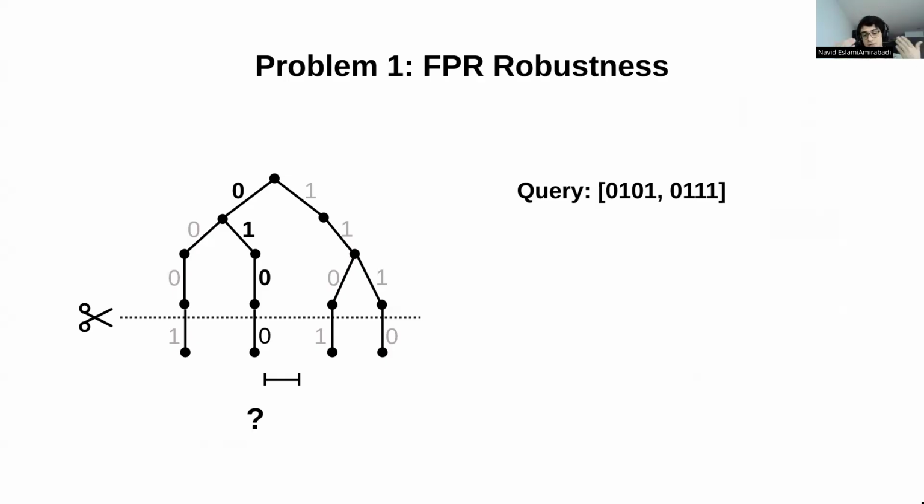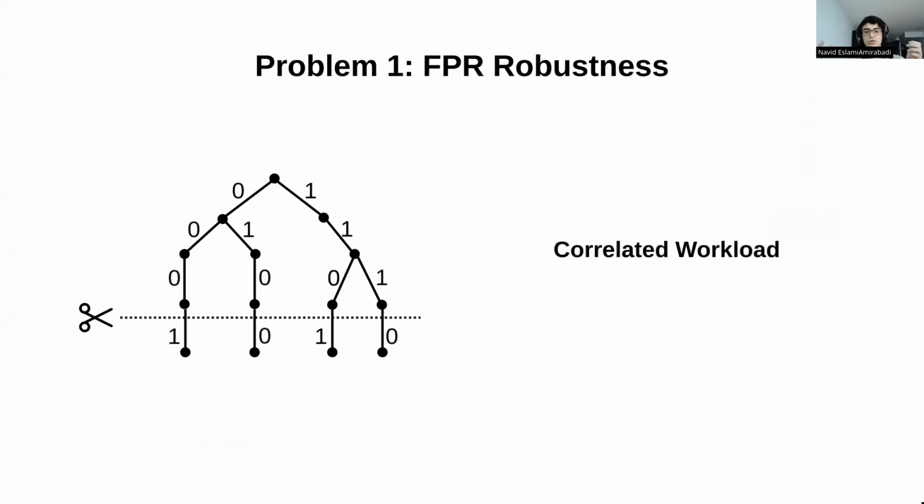But because this part was truncated, SuRF does not know whether the key that corresponded to this path is actually inside of the range or not. And because it wants to guarantee filter semantics, in other words, no false negatives, it has to always err on the side of caution and return a positive for this query, which in this particular case would result in a false positive. Similarly, if you have a different range like so, here the right endpoint matches the path, but it mismatches on the truncated part. So again, SuRF has to err on the side of caution and return a false positive.